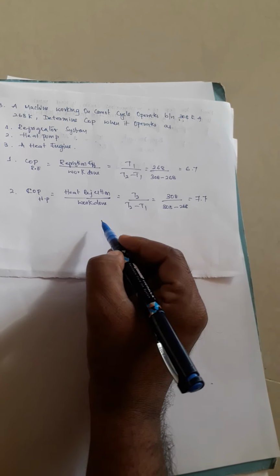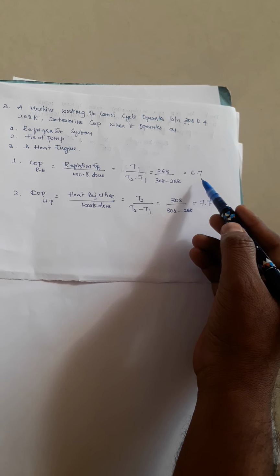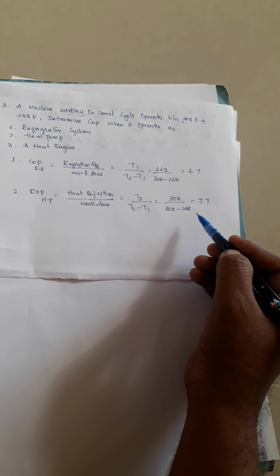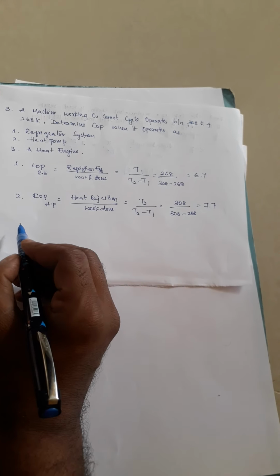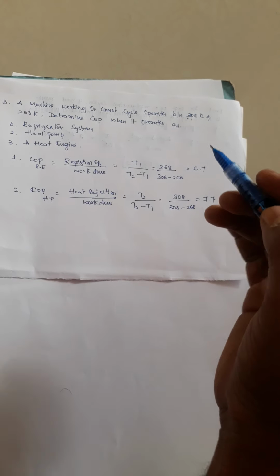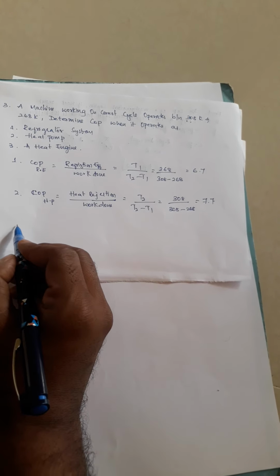So these things show that if you give 1 kilowatt to the compressor, it can produce 6 times, whereas for the heat pump again it can produce 7 times the work that is done, to carry the energy from the lower level to the higher level or the higher level to the lower level.